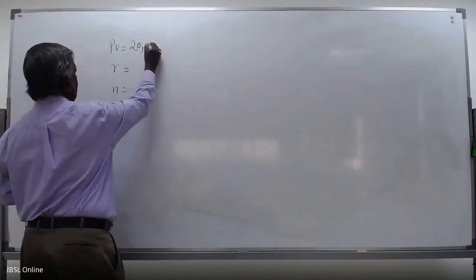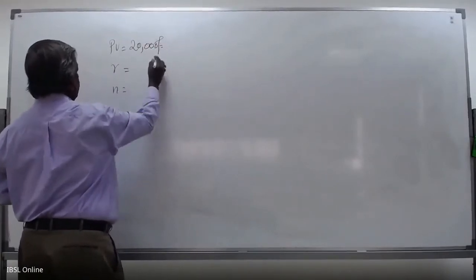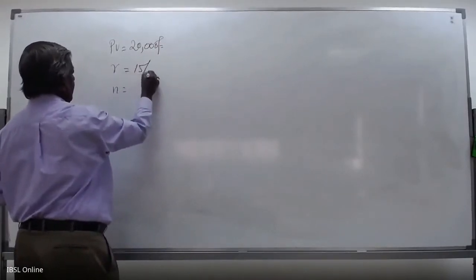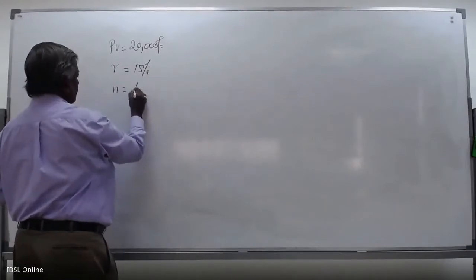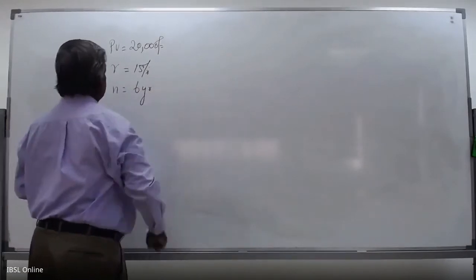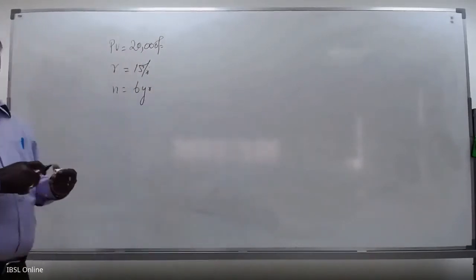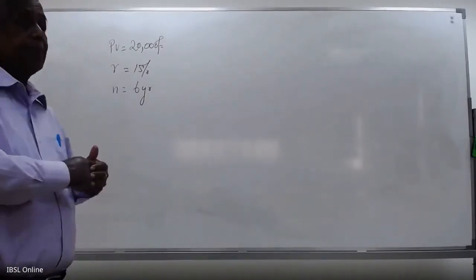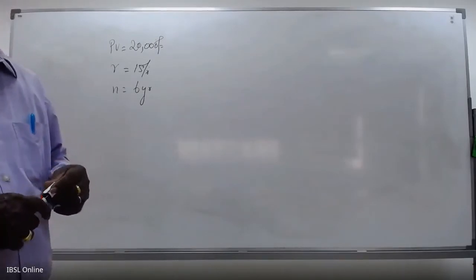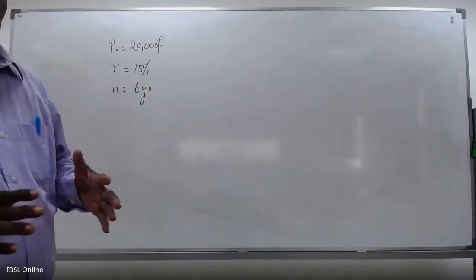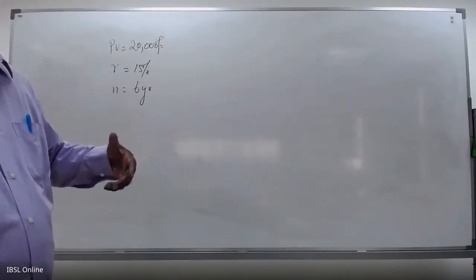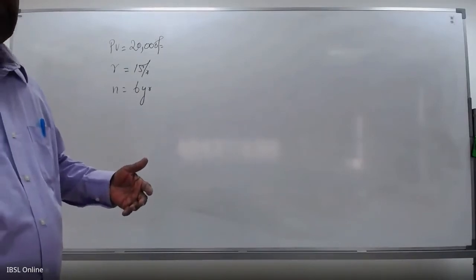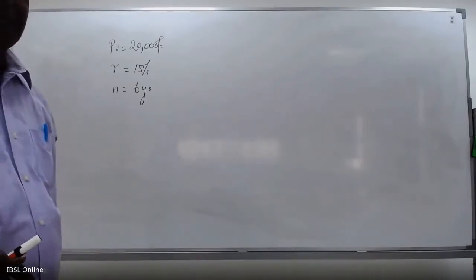₹20,000 PV, interest rate of 15% per annum, maybe 6 years period. Putting 20,000 in a fixed deposit at an interest rate of 15% per annum with automatic renewal for 6 years with the bank. How much will that person get at the end of the 6th year?